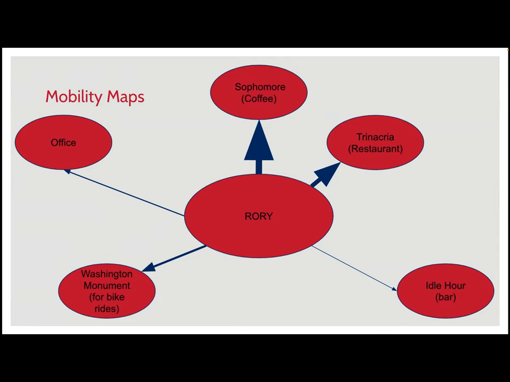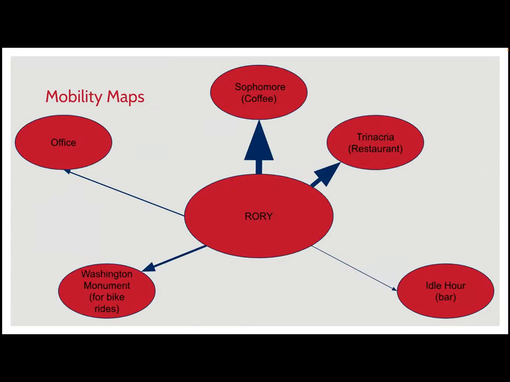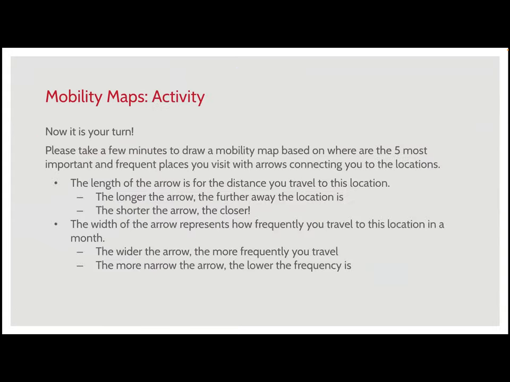And then the last place is a bar called Idle Hour. So sometimes I like to have a couple drinks. It's not very frequently I go to this place because it's a little bit expensive. So that's why you see a very narrow line. And it's in the south part of my city, so it's very easy to get to, but a lot harder to get back, so I don't go that much. So yeah, that's my mobility map I created as an example.